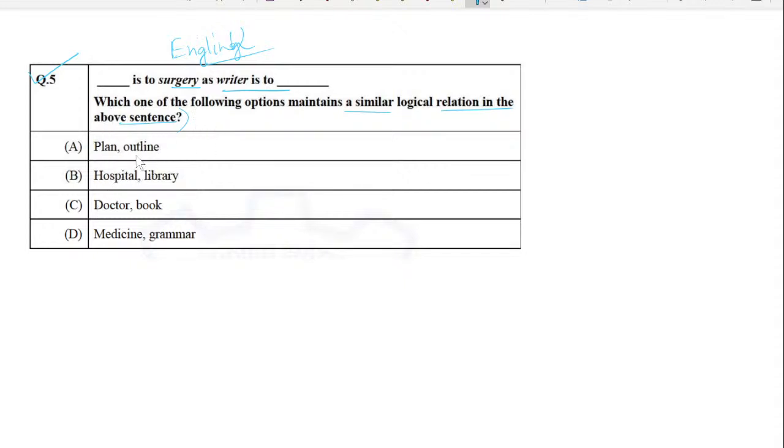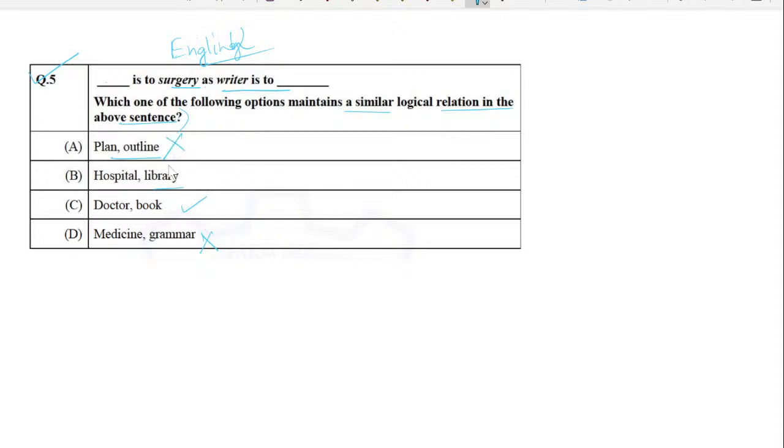The first one is plan and outline. Plan is to surgery and writer is to outline, so this is clearly an unnecessary option. Then hospital is to surgery, writer is to library. This may be a possible one. Then C is doctor is to surgery, writer is to book. Yes, this can be a possibility. And medicine is to surgery, writer is to dash. There is no relation, so this is also an irrelevant option. A and D we clearly discard, but B and C can be the correct answer.